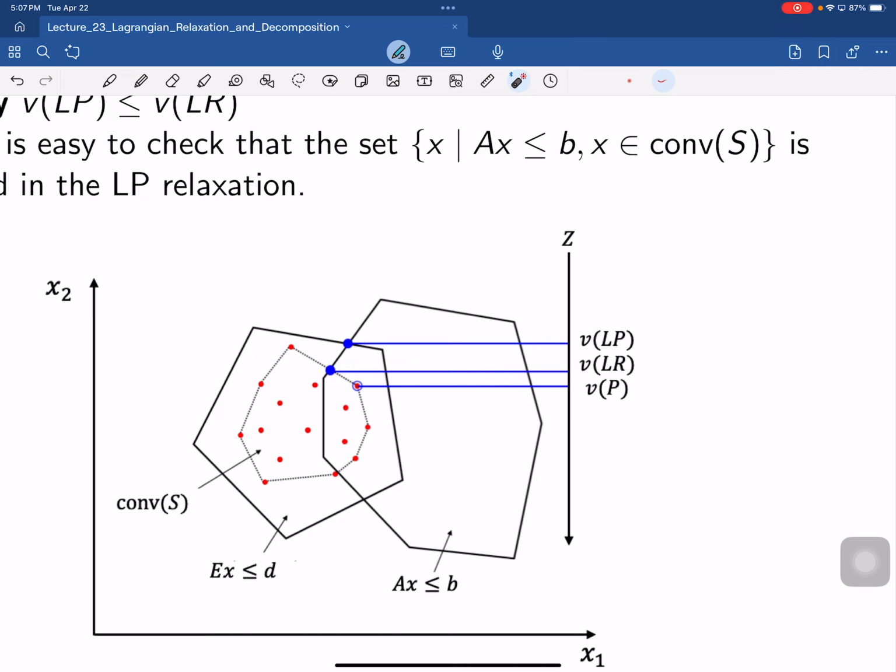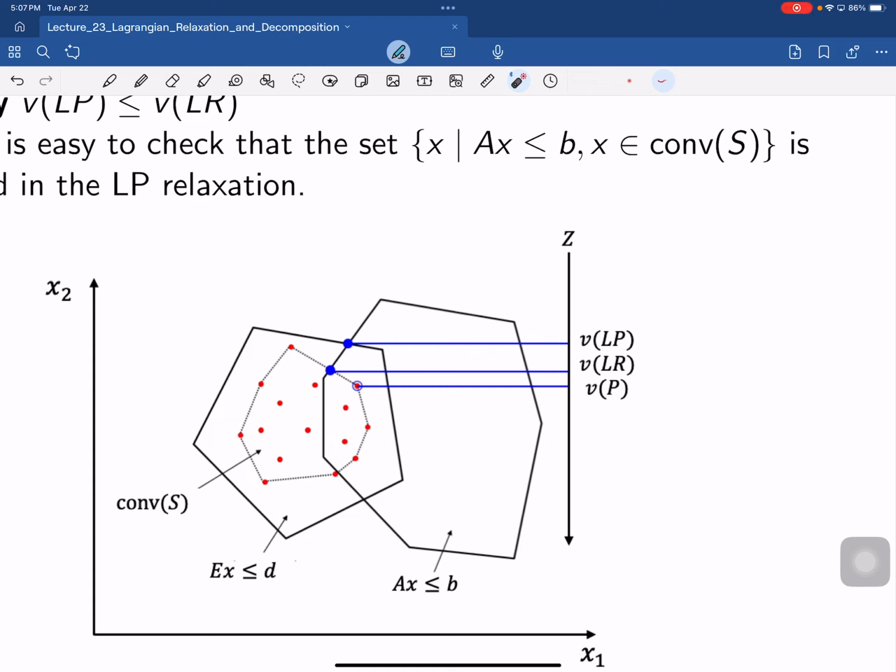Sorry, are we maximizing or minimizing? We are minimizing. Z is increasing here, but you are minimizing. So whenever you look at the convex hull of S and the other region, why doesn't it find the optimal solution to the whole problem, since that's also an extreme point on that shape? Yeah, you are just taking the convex hull of the constraints you did not dualize.